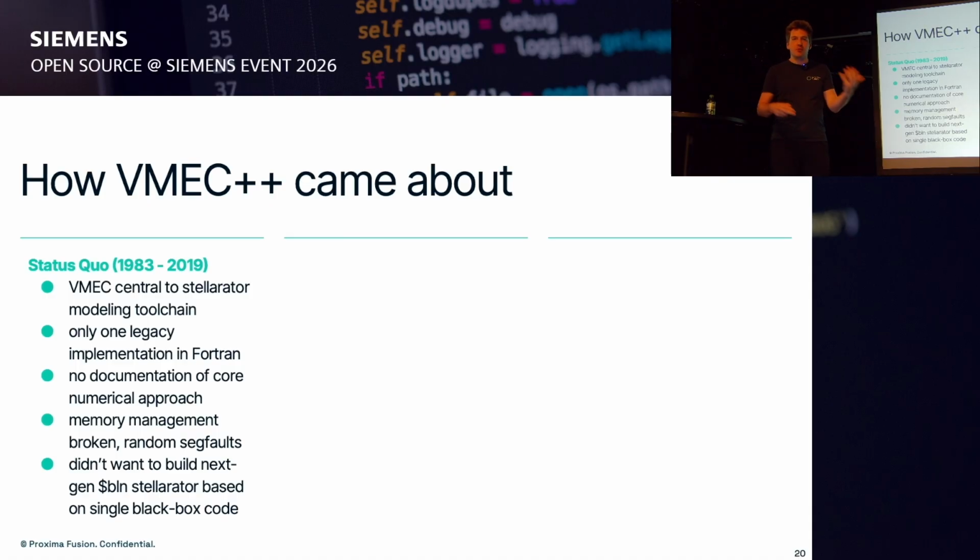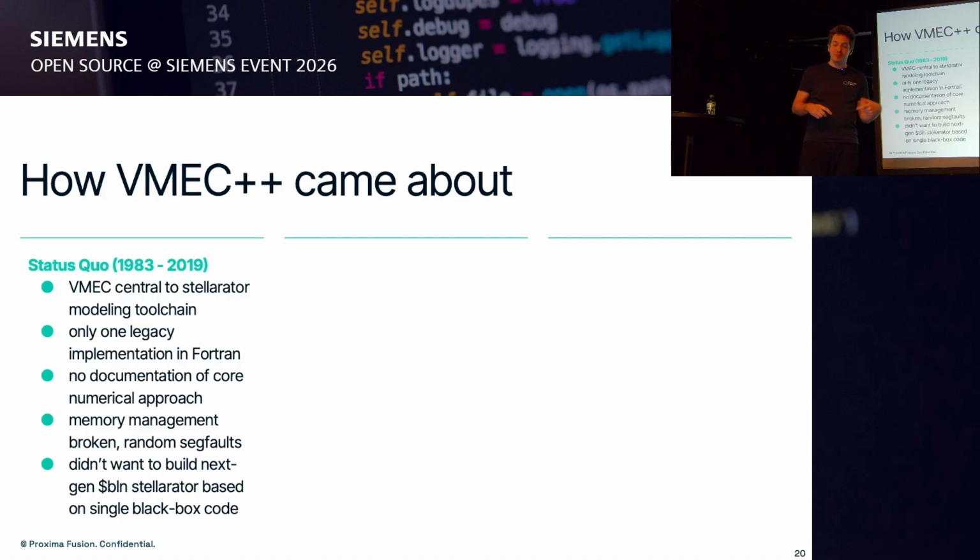So again, the status quo for like 40 years or so in stellarator research was that VMEC was the central tool. There was only this one legacy implementation. There was virtually no documentation of the core numerical approach. There's a couple of research papers, but, also thinking about Docling, one of these totally unreadable, noisy PDF scans, so I'm very curious to try that out. And the problem was that even though there were these papers, they didn't really agree with what was actually implemented in the code, which is also not super helpful, obviously.